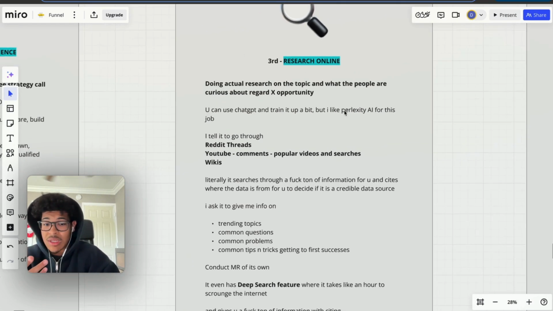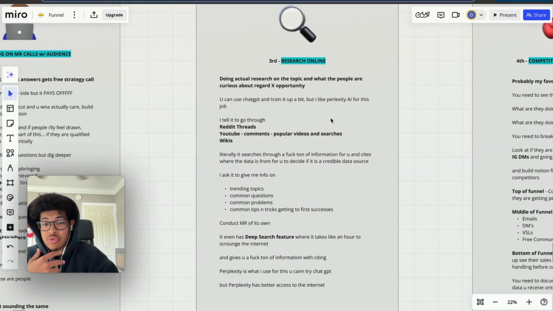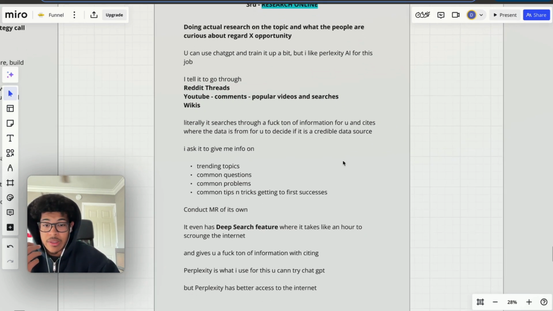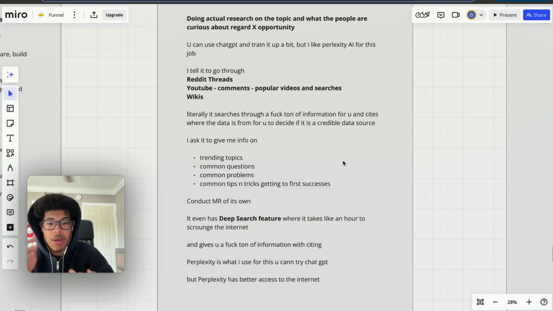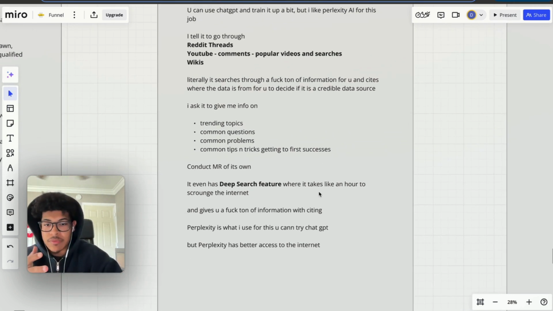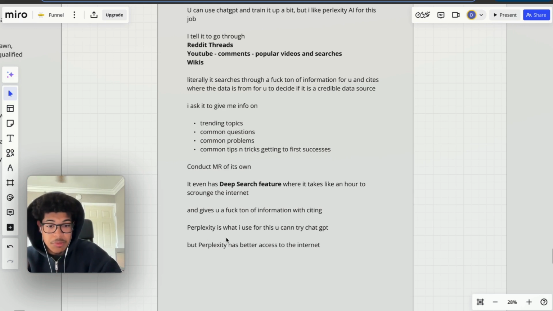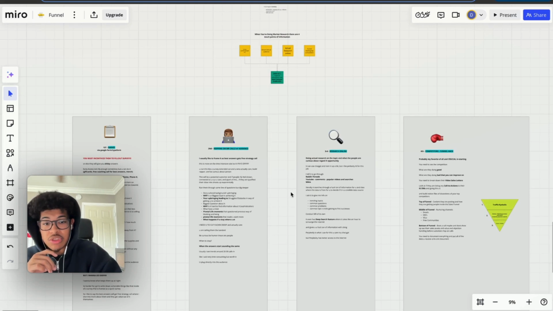So yeah, you can do a lot of the legwork. I tell it to really go deep. I tell it to go through Reddit threads, YouTube, popular searches, comments, Wikipedia, and it goes through all the info for you. Then I ask it to give me info on the trending topics, common questions, common problems, common tips and tricks, and conduct the market research of its own. Then you can use the deep search feature. I think you have to pay for it or not, but that goes crazy. It's like 30 minutes to an hour of just going through the internet, and it gives you so much information, and it cites the information. Then you can decide if you want to use the data or not. Perplexity is really good. You can try ChatGPT, but like I said, Perplexity has better access to the internet. With these three, you're pretty much good.